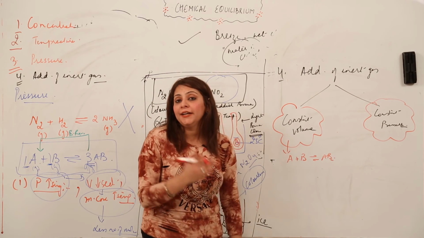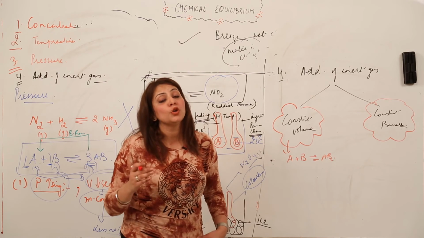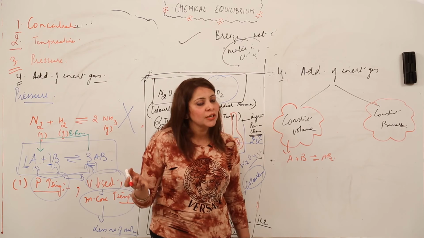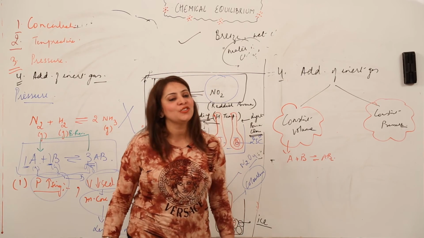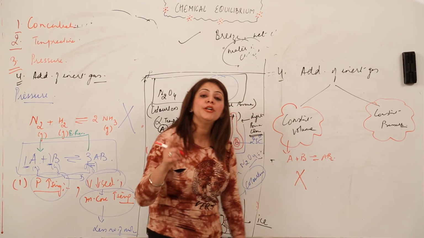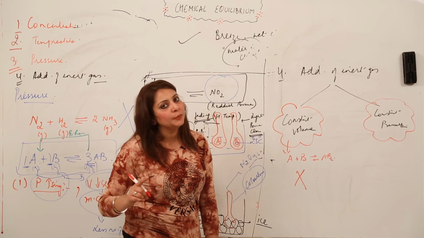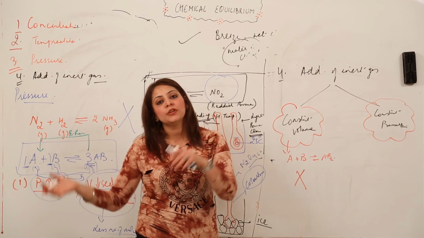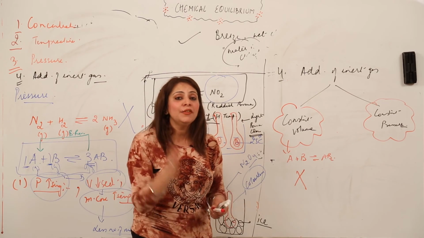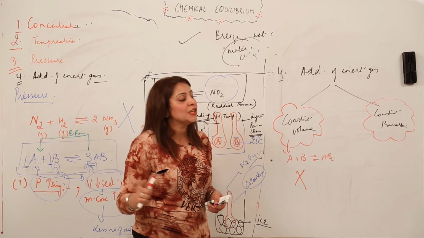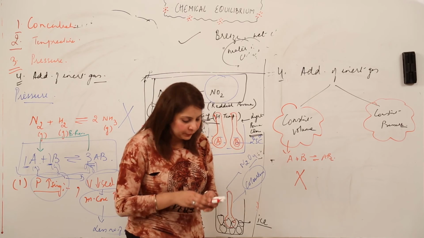And if it is occurring at constant volume, that means volume is not going to be altered, then obviously the concentration is not going to change. And if the concentration is not going to change, that means the addition of inert gas at constant volume is not going to affect the chemical equilibrium. It will not support the forward reaction, and it won't support the backward reaction. So whenever you are adding inert gas at constant volume, the concentration is not going to change and it is not going to affect the equilibrium, right?